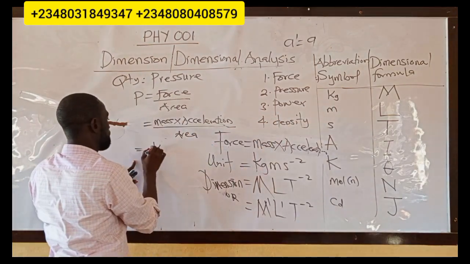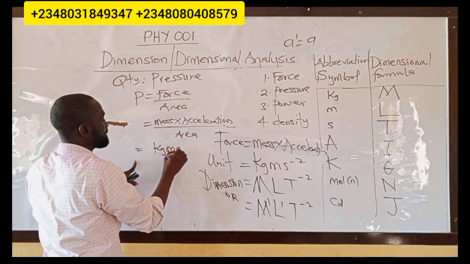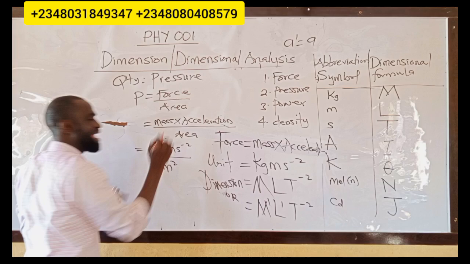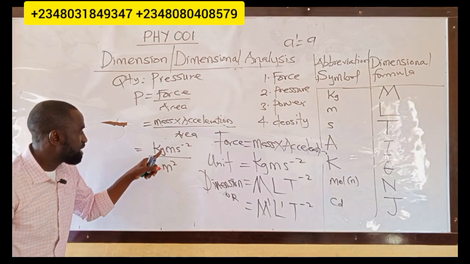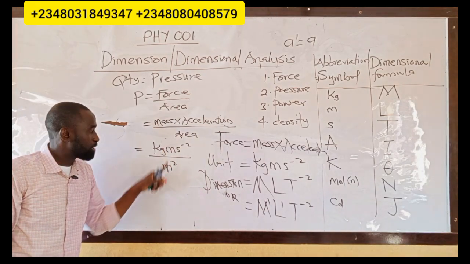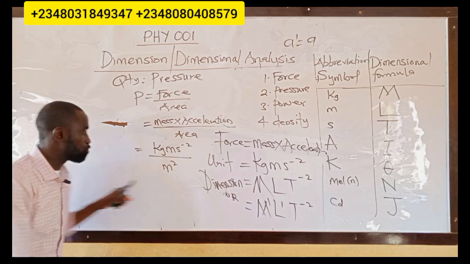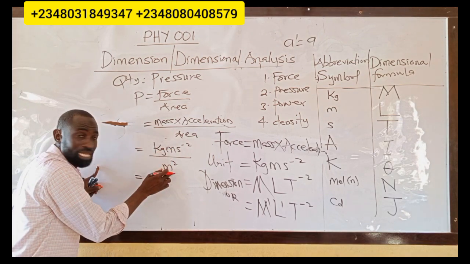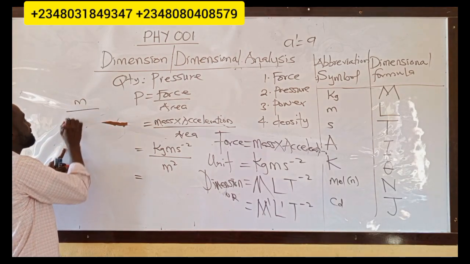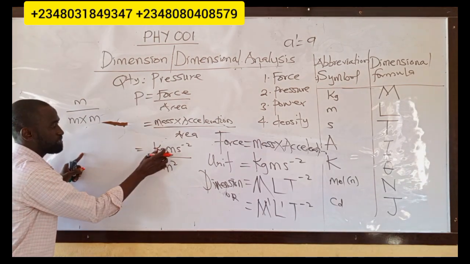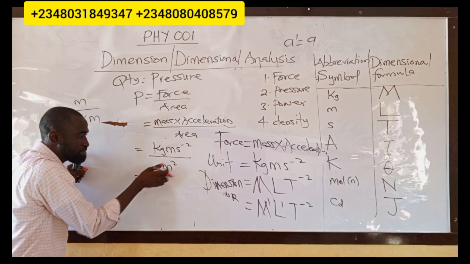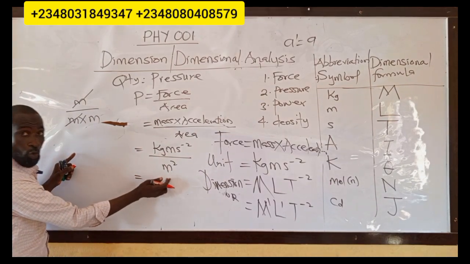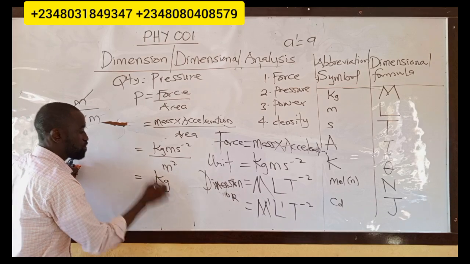Kg. So we have kg. Acceleration is meters per second square, all over area, which is meter square. If I have meter all over meter times meter, meter times meter is meter square. So one meter here will cancel one meter here, and one meter will be left down. So this one will become kg second minus 2 all over meter.